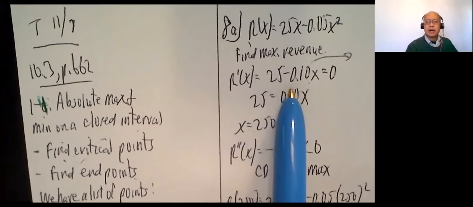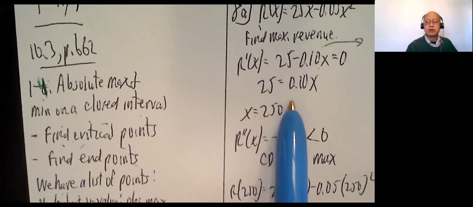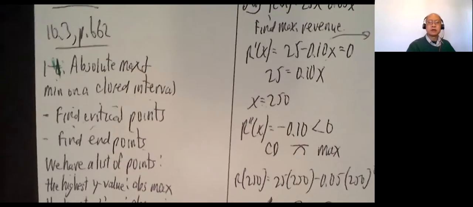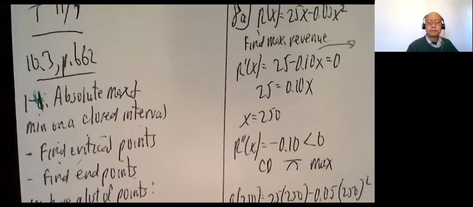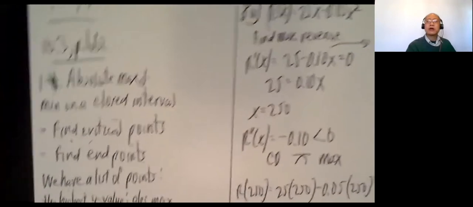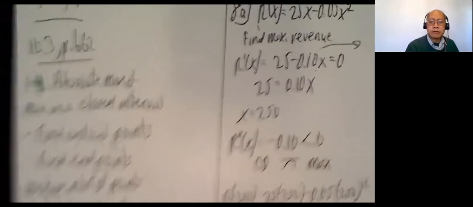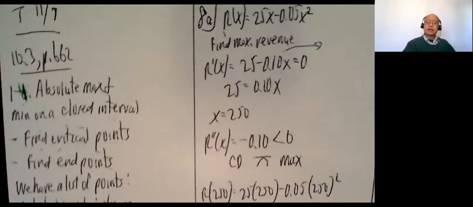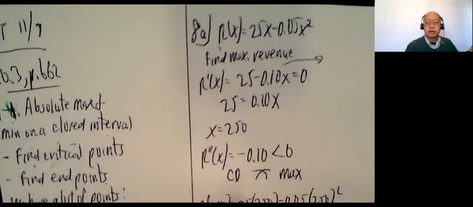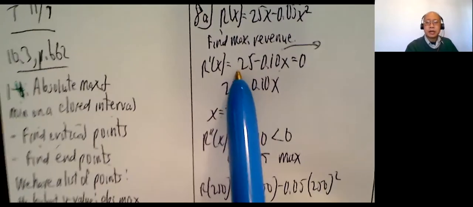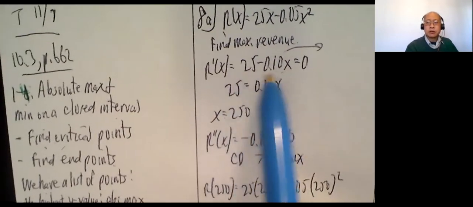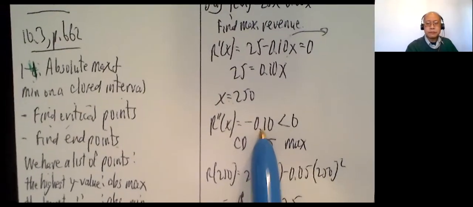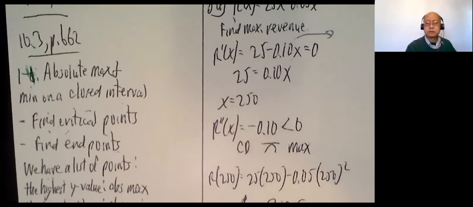Move that over, add 0.10x. 25 equals 0.10x. Divide both sides by 0.10. X is 250, my critical number. Now, how can I tell if I have a maximum or minimum? I could do a first derivative sign chart, but the second derivative sign chart is easier in this case. What is the second derivative? The derivative of this is negative 0.1. That is less than 0.